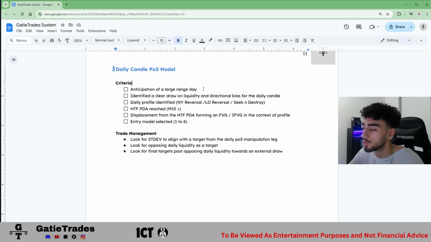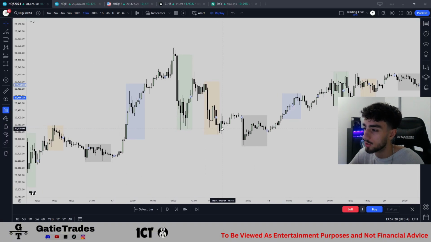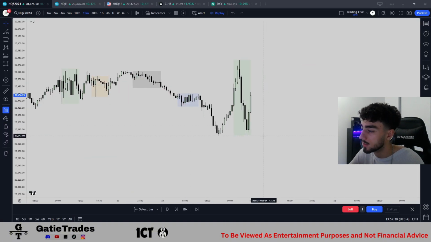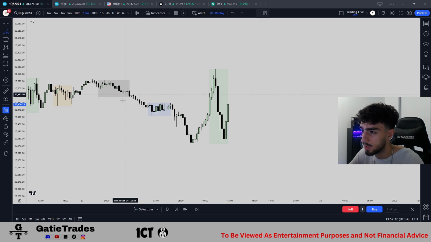So if we identify seek and destroy and a large range day, right, we could potentially trade this if we have a directional bias, in which case it would be the equal highs here for Asia, which is the daily draw on liquidity, which is why we can use daily power of 3. So as soon as we're at range low, you can expect range high. It's kind of that idea.